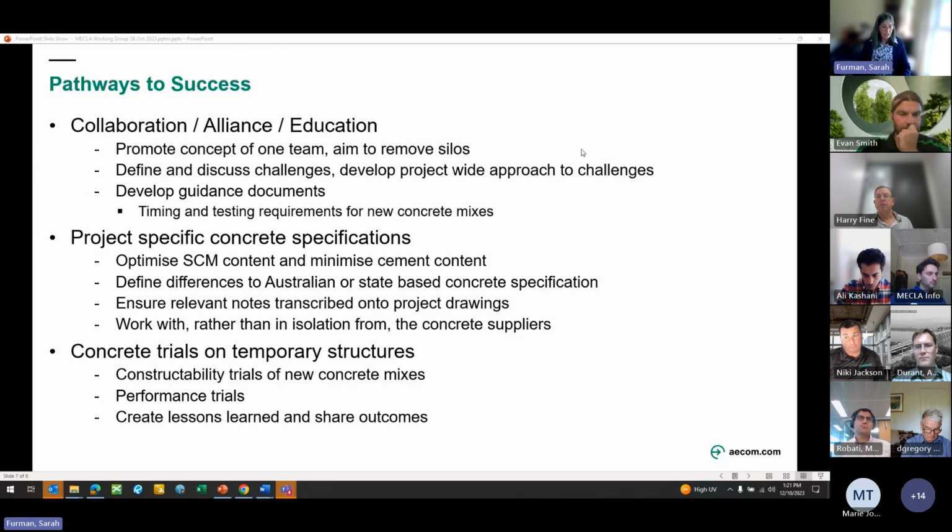Another thing we're finding to be a very good idea is that on a lot of these major structures, there's often temporary structures that are needed before the permanent ones are built. This gives us the perfect opportunity to do trials. We can do constructability trials to get the construction team familiar with the use of these new mixes. We can do performance trials and monitor them. And we can also then create lessons learned. And if we can, share it outside of the project team, share it with a much wider audience, in an audience like this, in the Concrete Association, the Corrosion Association, wherever you can, share the learnings, because then other projects have got a much greater chance of success as well.